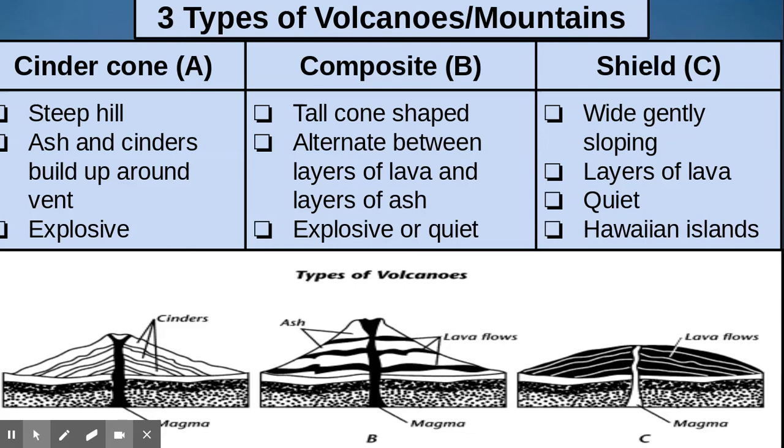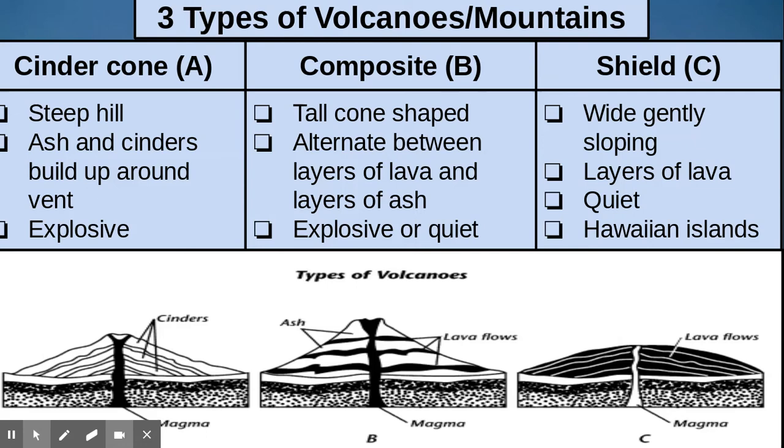So looking at the 3 types, the cinder cone is going to be the really explosive. You got the ash, the cinders. The shield is the quiet, which are those slow moving layers of lava. And then the composite is the middle. So it's getting taller. It's still cone shaped, but it's getting taller, and it's alternating between the 2 types.